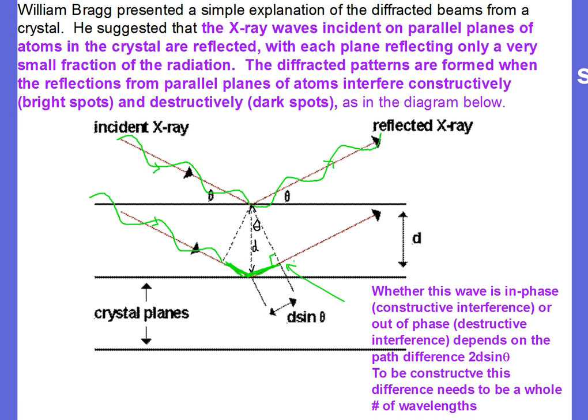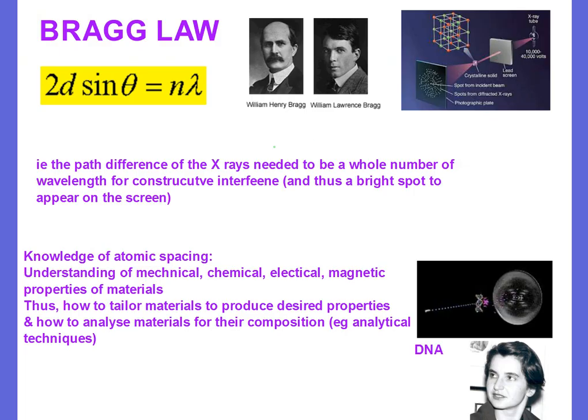And they said the only way you get constructive interference is if this 2d sine theta was a whole number of wavelengths, so it would come out exactly in phase with this first reflected wave. And that was put together in what's called Bragg's law, and that goes into space on page 3 as well. Bragg's law just says 2d sine theta must equal n lambda, i.e. that path difference, 2d sine theta, must be an integer number of wavelengths, or a whole number of wavelengths. And that's when you get constructive interference.